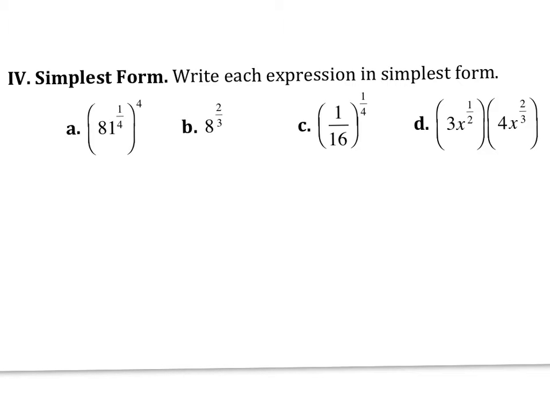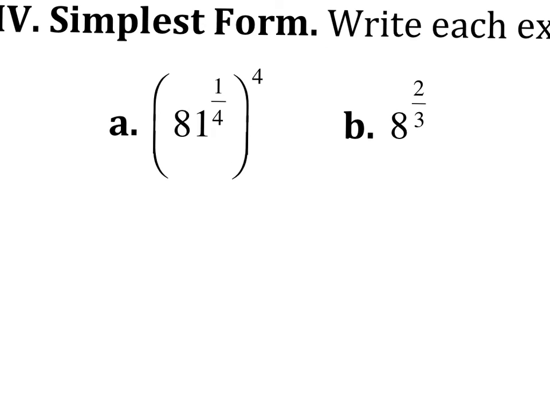Another thing we want to look at is putting things in simplest form. So these are going to use the power of a power, power of a product, all these different properties of exponents. Notice here, the property of this exponent says, if you have what is called a power of a power, all you do is multiply your exponents. So this 1/4 times 4 is 1. So there's my answer, 81.